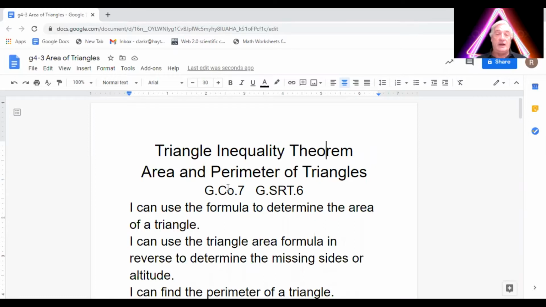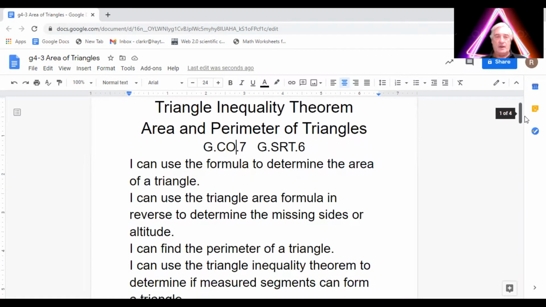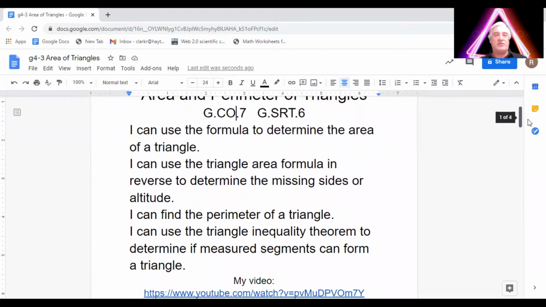This is G.CO.7 and it's G.SRT.6. I can use the formula to determine the area of a triangle. I'm hoping you could all do that 6 grades ago. I can use the triangle area formula in reverse to determine the missing sides or the altitude. The ACT loves to do it that way. They will tell you the area of a triangle and give you the base and see if you can figure out the altitude.